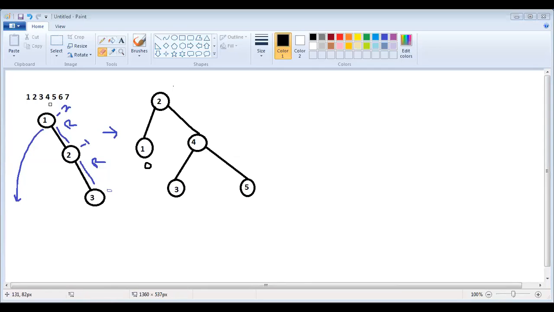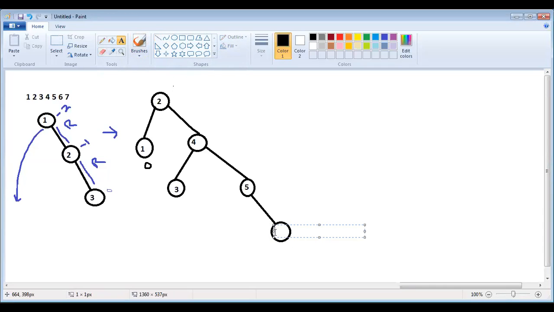What is the next element we have to insert? Number 6. So number 6, where should I insert? Right side of 5. Okay. So I'm just checking whether any rule is violated. Just check which node is violating the rule.